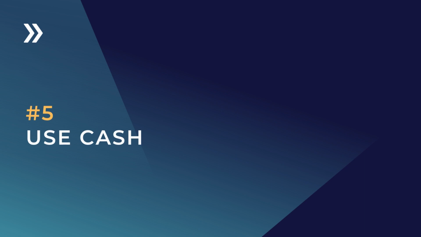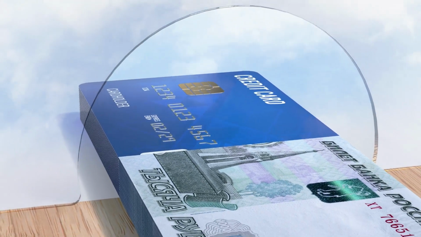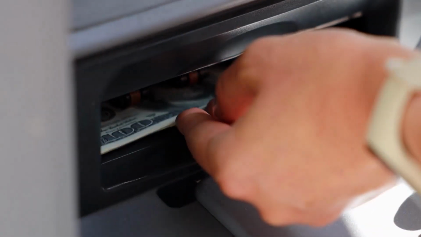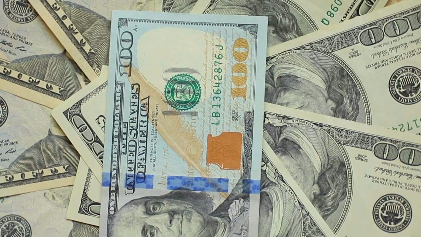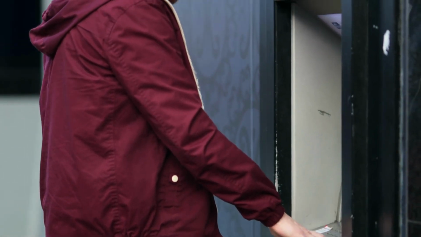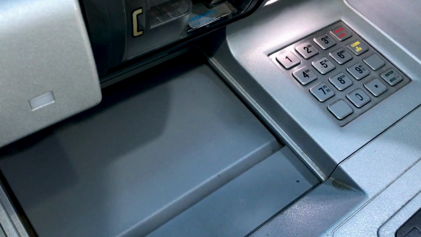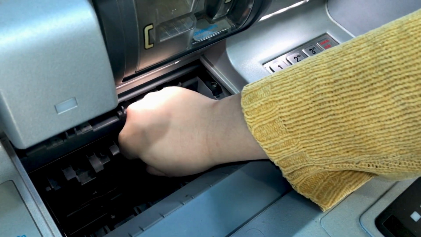Option 5. Use cash. If you're looking to transfer a small amount of money between banks, you may want to consider using cash. With cash, you can simply withdraw cash from one bank account and deposit it into another. To do this, you'll need to provide the recipient's bank account information. You'll also need to pay a fee to the sending bank. Cash can be a quick and easy way to transfer money between banks. However, it can also be expensive, so you'll want to compare the fees charged by different banks before choosing this option.